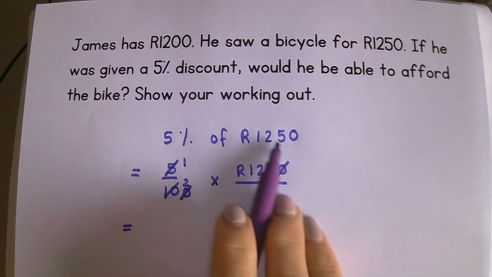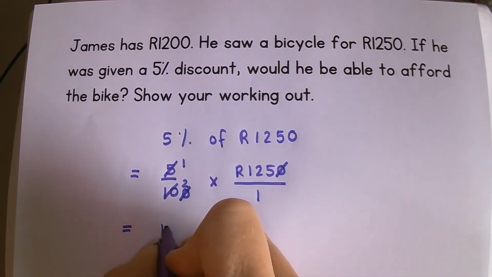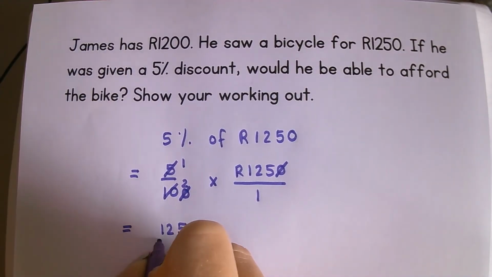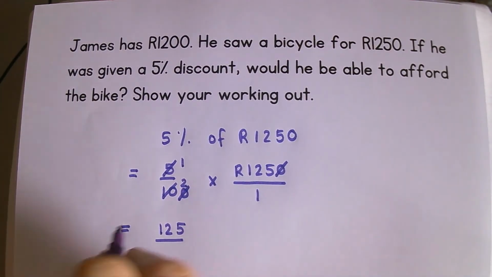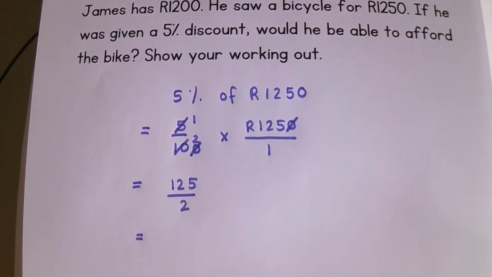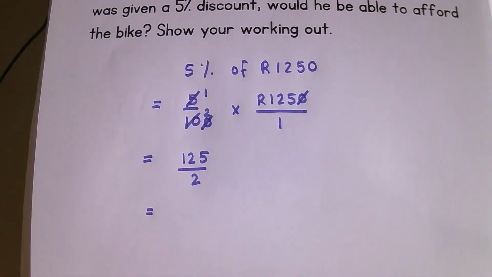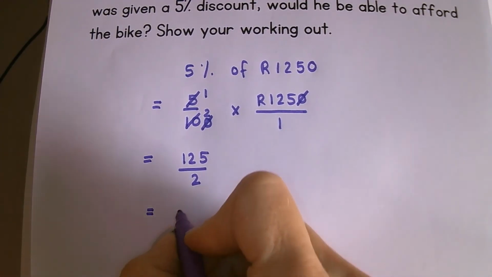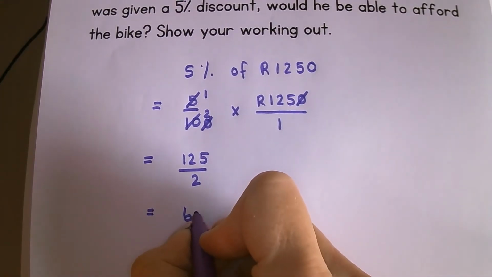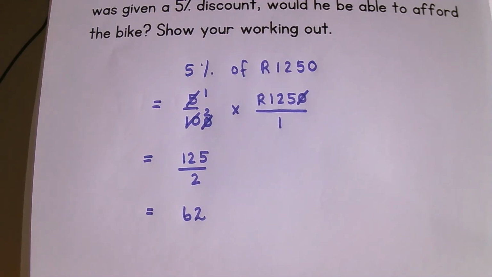Okay, so we're going to times top with top, bottom with bottom, and let's see what we land up with. So we've got 125. 1 times 125 is 125. 2 times 1 is 2. Let's see what we're left with. Okay, now we've got this fraction that's really top heavy. Now we need to simplify it. Okay, so 2 can go into 125 62 times. Okay, so 62.